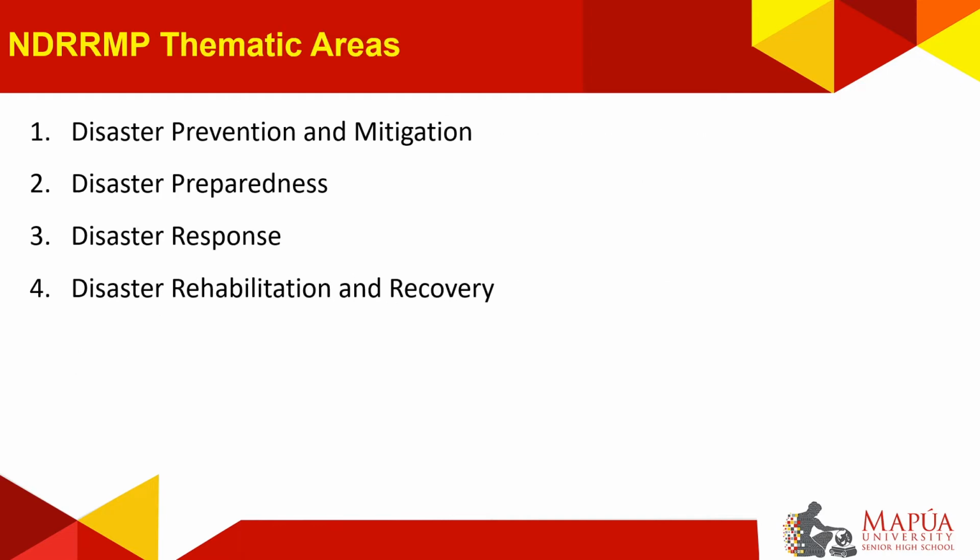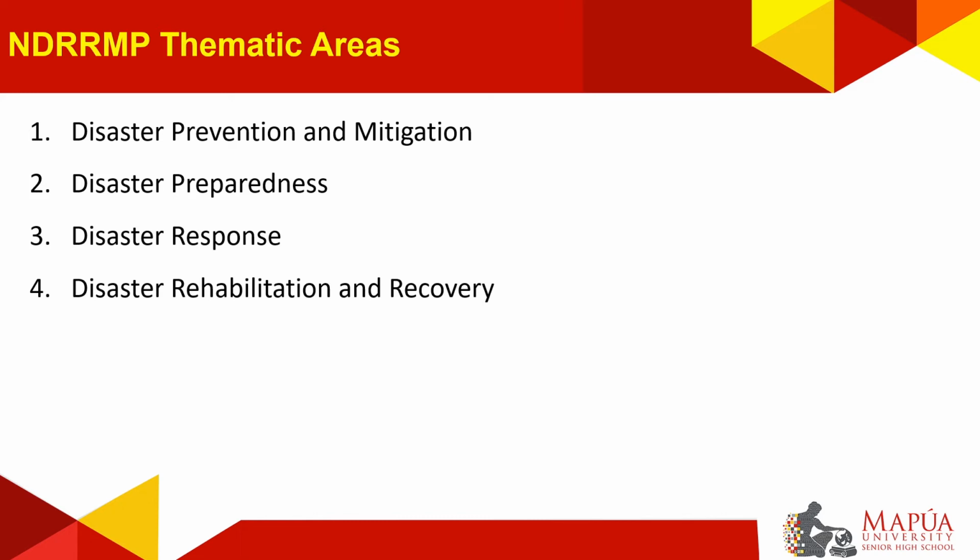Now, when it comes to the NDRRMP, they have different themes. And here we can see what I was talking about earlier, that each of the departments in the government must have their own roles when it comes to the National Disaster Risk Reduction Management Plan. They have four themes to take into consideration: disaster prevention and mitigation, disaster preparedness, disaster response, and disaster rehabilitation and recovery.